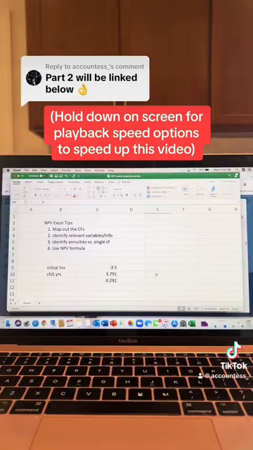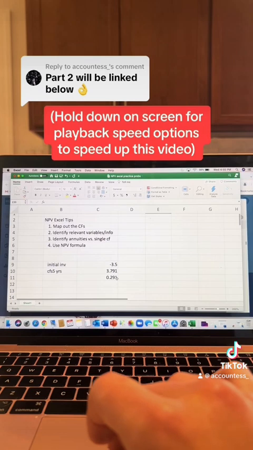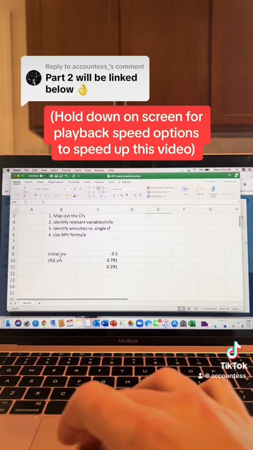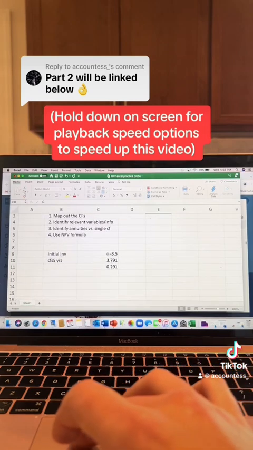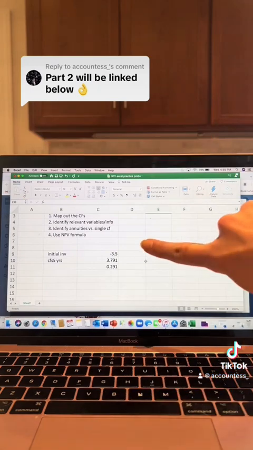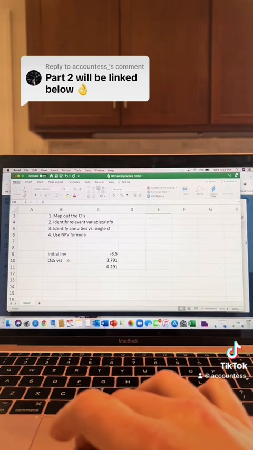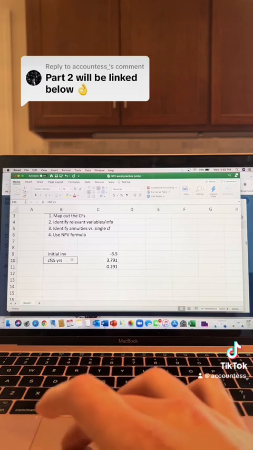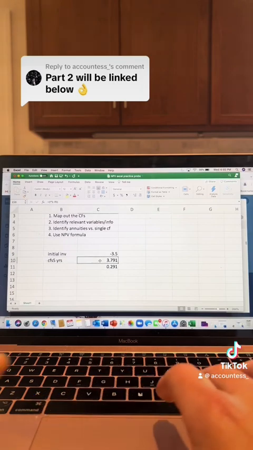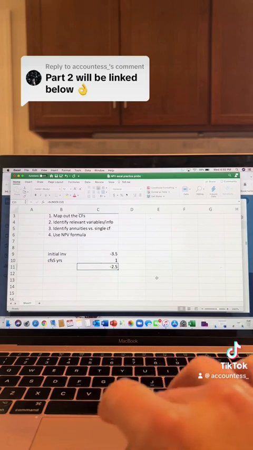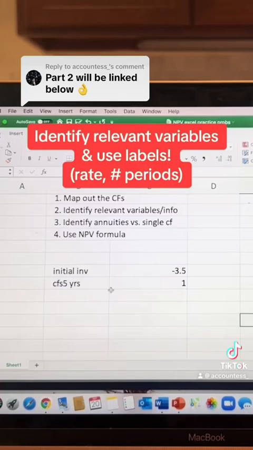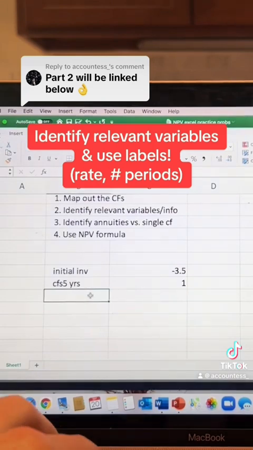All right, so we can use what we started doing here, map out the cash flows. We have the initial investment is 3.5 million, and I'm just writing that in as 3.5 to make it easier to work with. And the facts here, we get 1 million every year for the next 5 years.